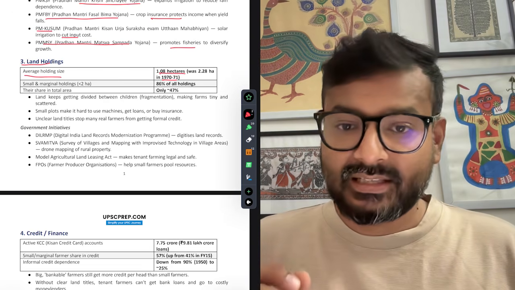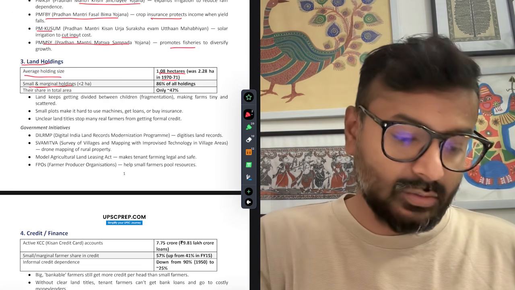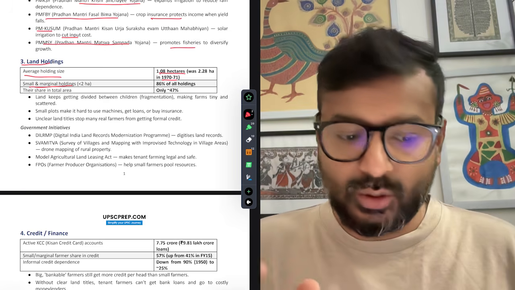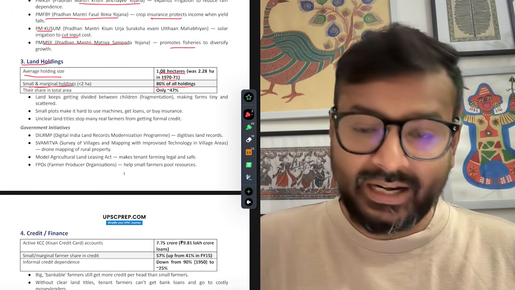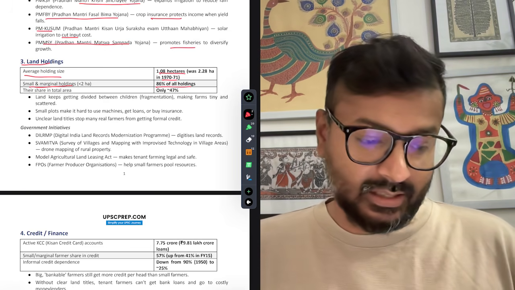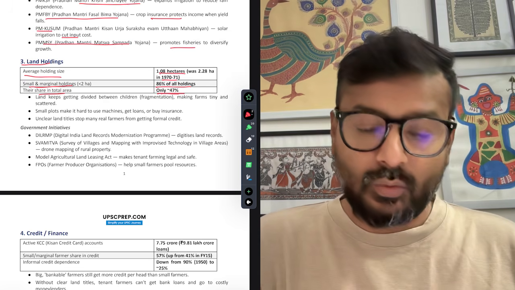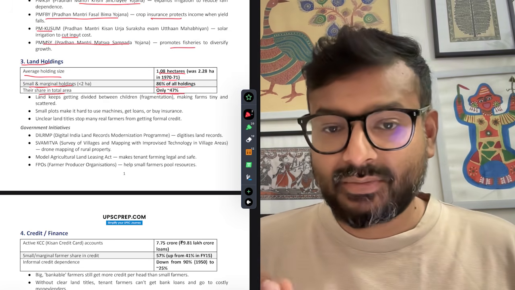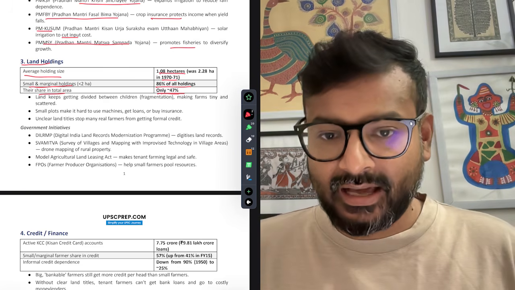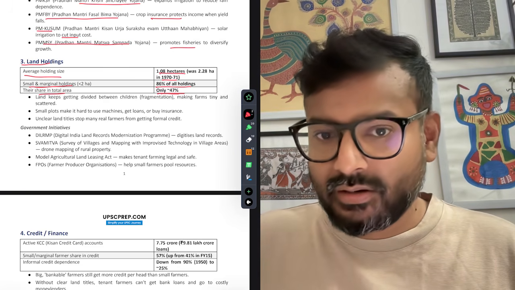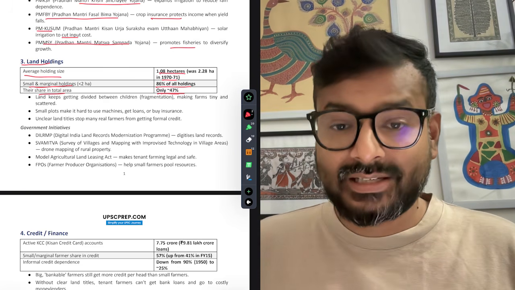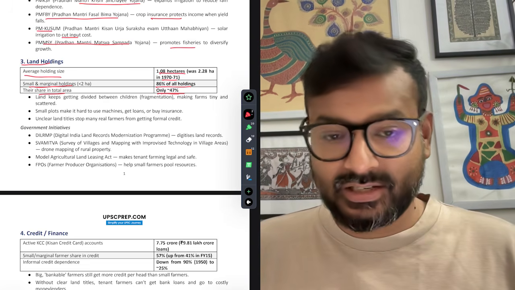In fact, if we see the number of small and marginal holdings, farmers who hold land less than 2 hectares, they constitute 86% of all holdings. Okay, their share in total area is only 47%, which means there is a lot of inequality in agriculture, and a small portion of large farmers, they hold more than half of the agricultural land in India.